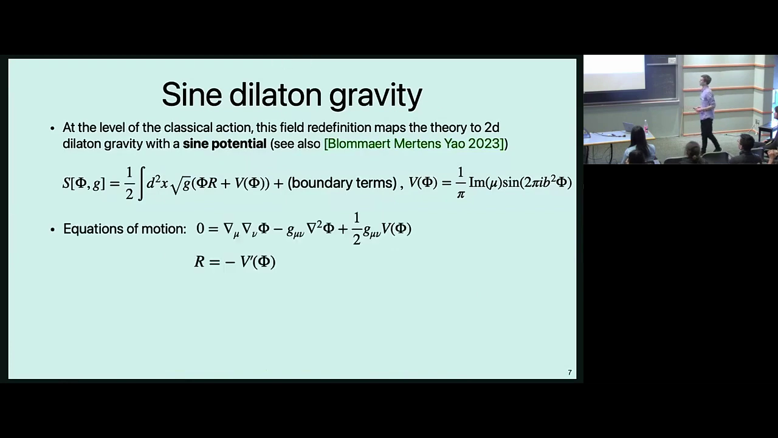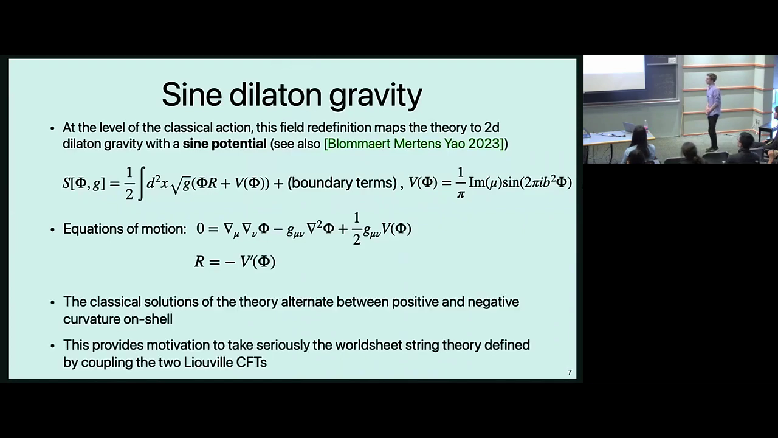Now, the equations of motion for this theory are the standard ones in dilaton gravity with a potential. And what's interesting is that this theory has infinitely many classical solutions corresponding to zeros of this potential. And what you notice is that the classical solutions of the theory alternate between positive and negative curvature on shell due to this relation. And so this will at least provide us with some heuristic motivation to take more seriously the worldsheet string theory that we get when we couple the two Liouville CFTs, but from the more axiomatic bootstrap approach. So are there any questions about this before I move on? Okay, good.